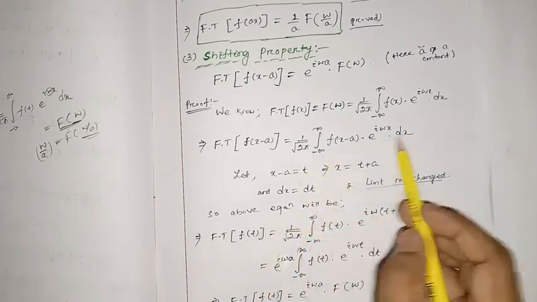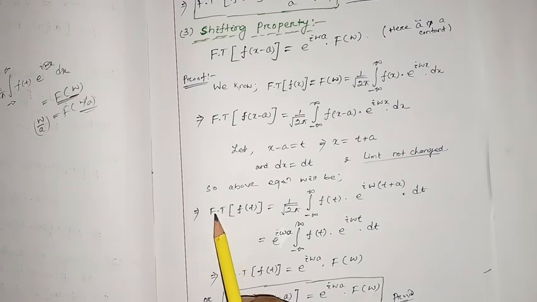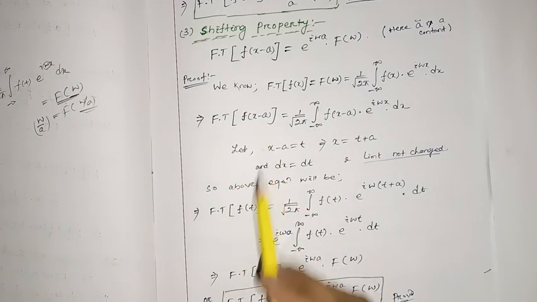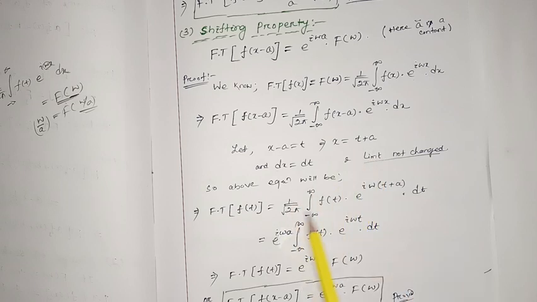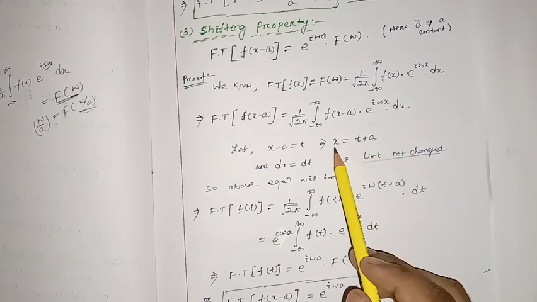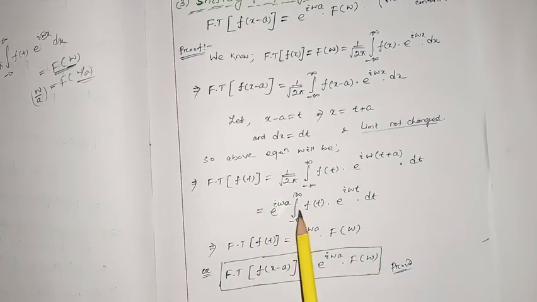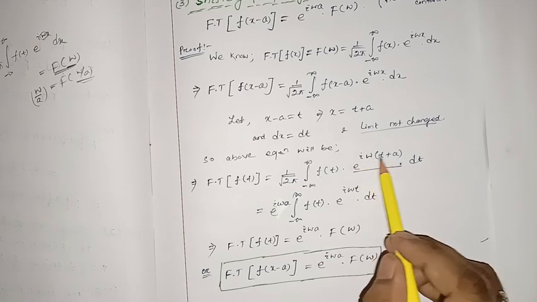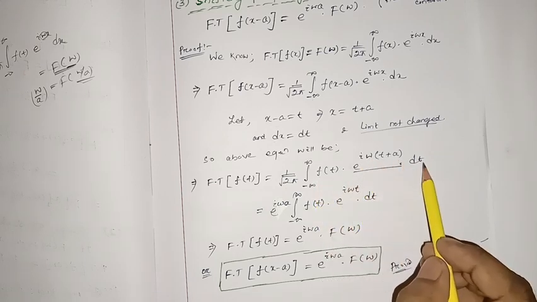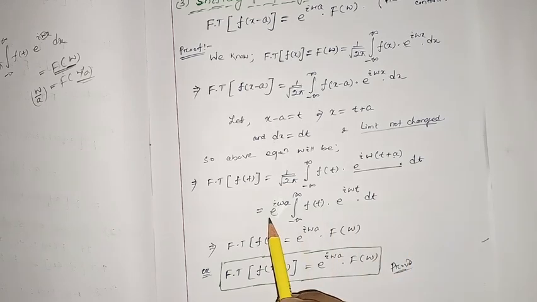So the above equation becomes the Fourier transform of f of x minus a, which can be written as f of t because t equals x minus a, equal to 1 by root 2 pi, integral from minus infinity to plus infinity of f of t e to the i omega, instead of x it is t plus a, into dt, because dx equals dt. Here we get two terms, e to the i omega t and e to the i omega a. But since the integration is with respect to t, e to the power i omega a is a constant and can be taken outside the integration.